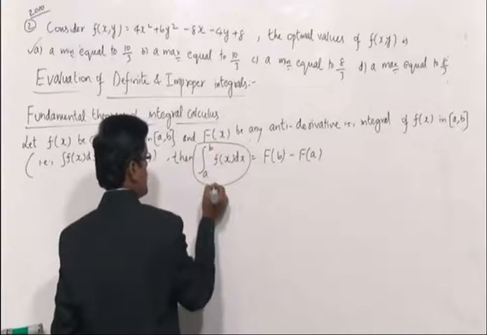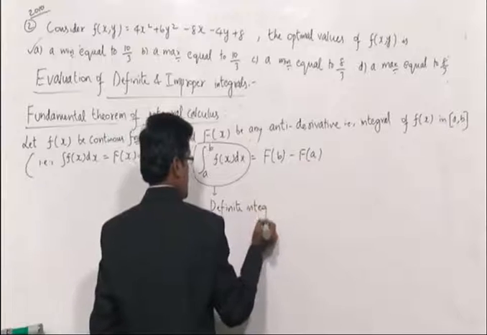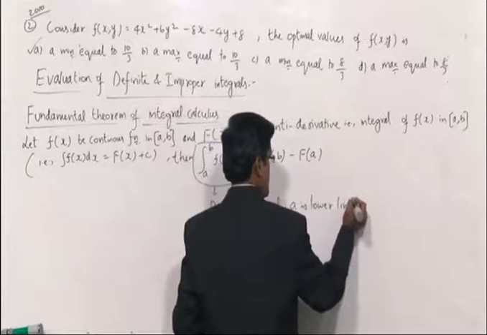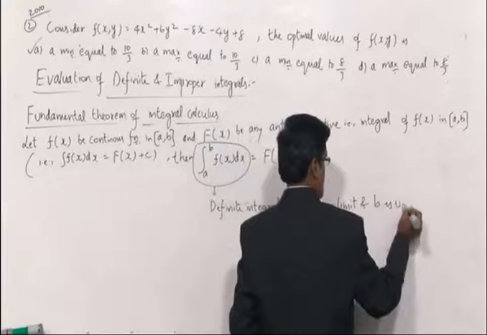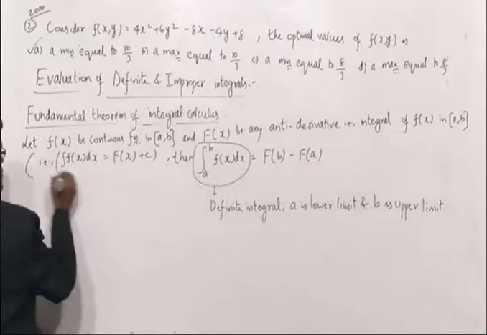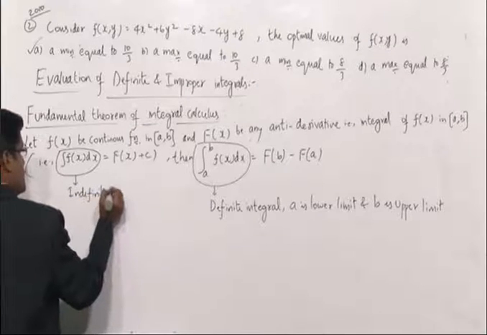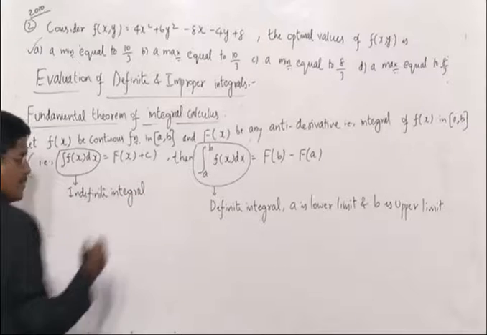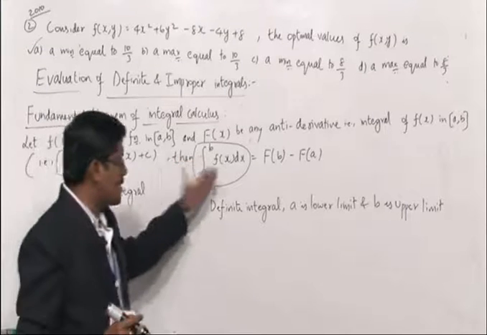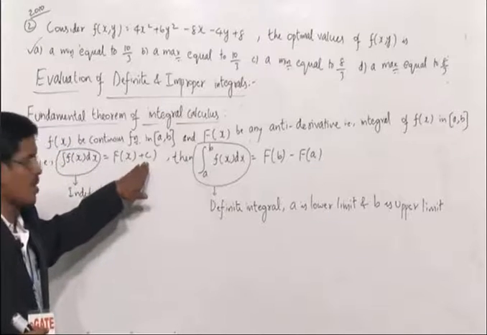So this term is called definite integral. A is the lower limit and b is the upper limit, and this term is called indefinite integral. In 11th and 12th standard we have studied definite integral and indefinite integral. Whenever the limits are there, that is called definite value. Whenever the limits are not there, that is called indefinite value, that is written with plus c. C is the constant of integration.